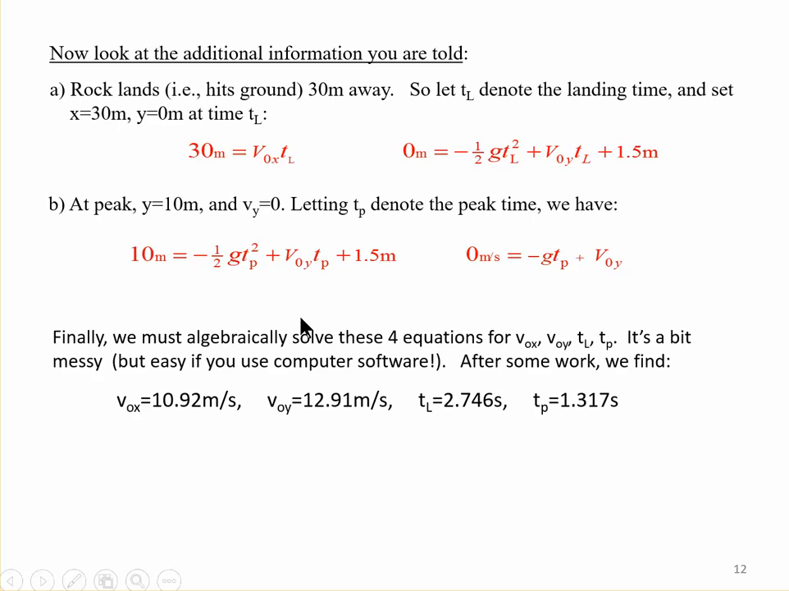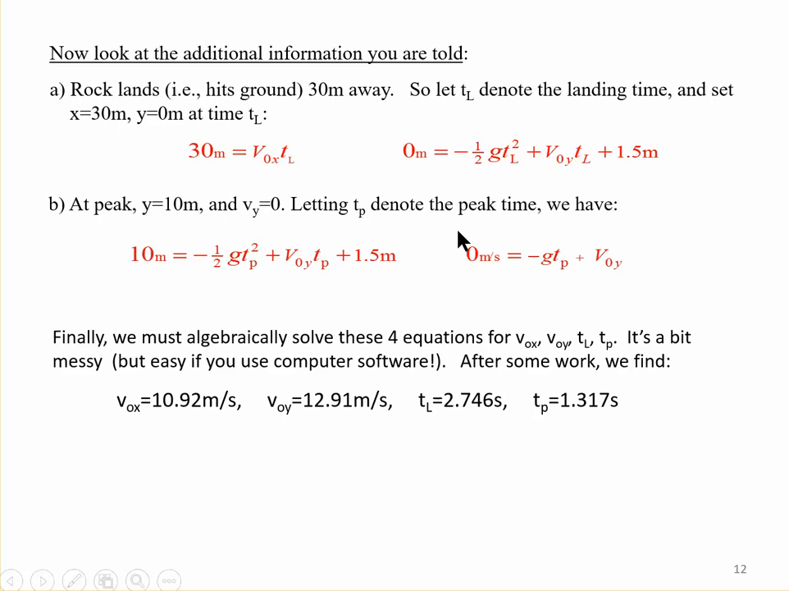Okay, and now let's look at what we have. We have 1, 2, 3, 4 equations. Let's count up what we don't know. We don't know v0x, that's 1. We don't know v0y, that's 2. We don't know T sub L, the time when the rock lands, that's 3. And we don't know the time when it reaches its peak, that's 4. We have 4 unknowns, and we have 4 equations.